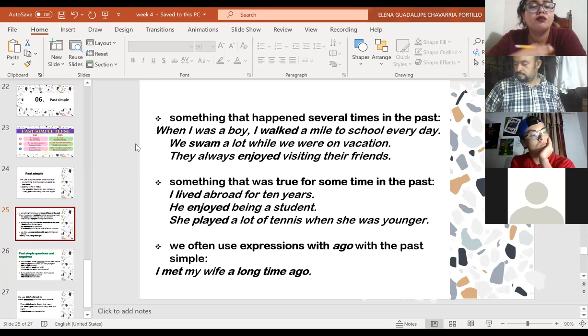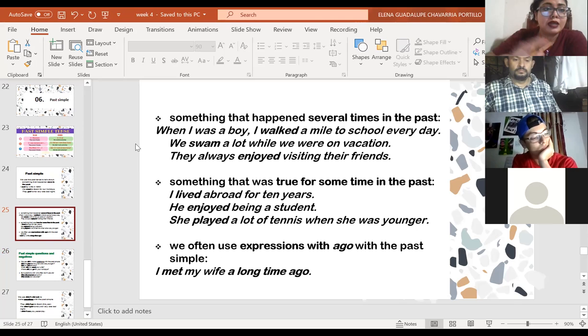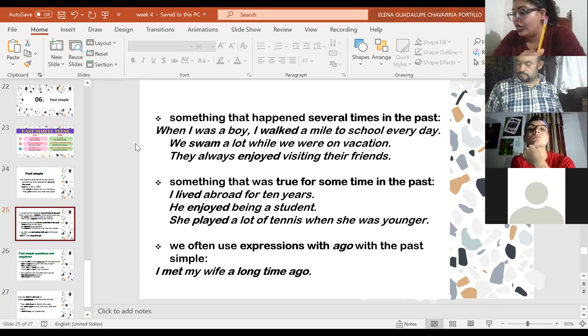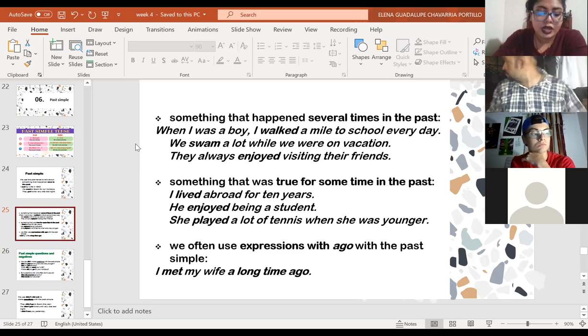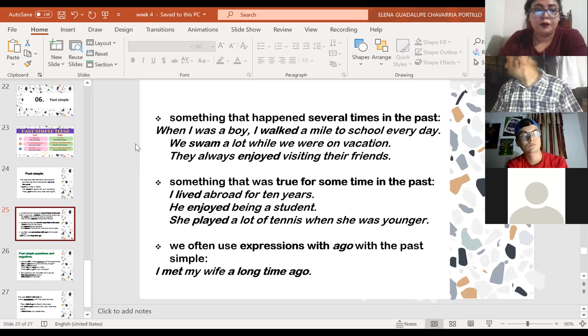Algo que pasó muchas veces en el pasado. Pero si ustedes se fijan, aquí no lo estamos llevando hacia el futuro. Aquí lo estamos dejando en el pasado. En cambio, el presente perfecto nos está tomando cosas del pasado y las está alargando hacia el futuro. Pero el pasado simple nos está diciendo, hicimos estas cosas, pero no nos llevamos nada. Lo dejamos todo en el pasado.